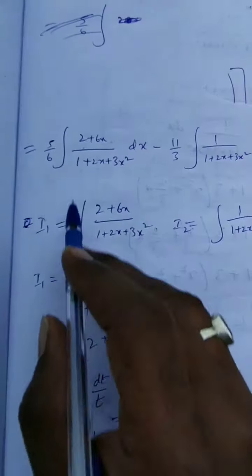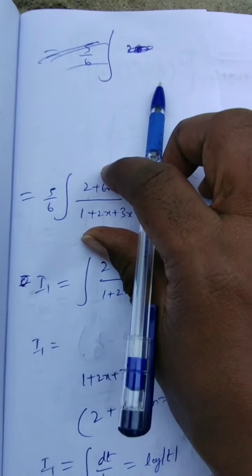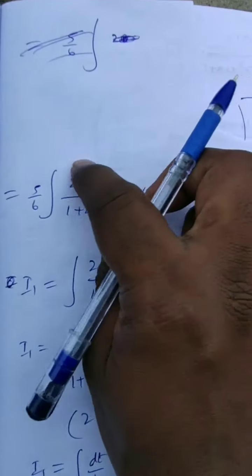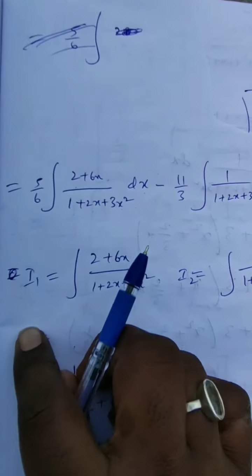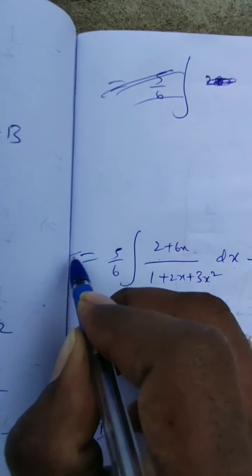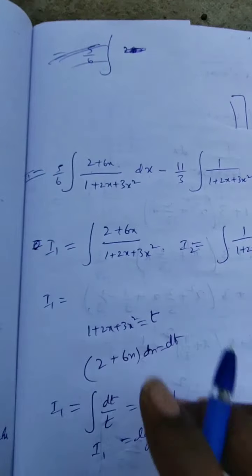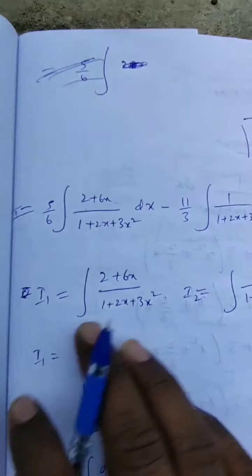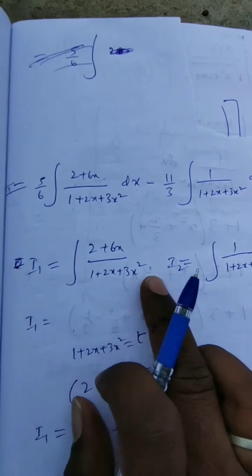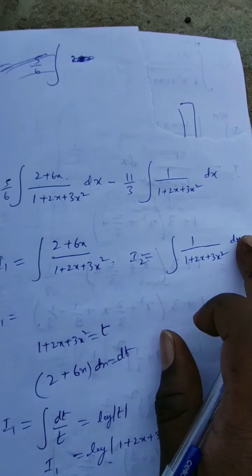Now you have to simplify this. To simplify, I take this integration as I1 and this integration as I2. I don't take the 5 by 6 and 11 by 3, I'll just take what I need to integrate as I1 and I2. The full question is I, and later we will substitute I1 and I2 again in this to get the answer. So I am solving this individually. I1 is equal to the integration of (2 plus 6x) upon (1 plus 2x plus 3x square) dx, and I2 is equal to the integration of 1 upon (1 plus 2x plus 3x square) dx.